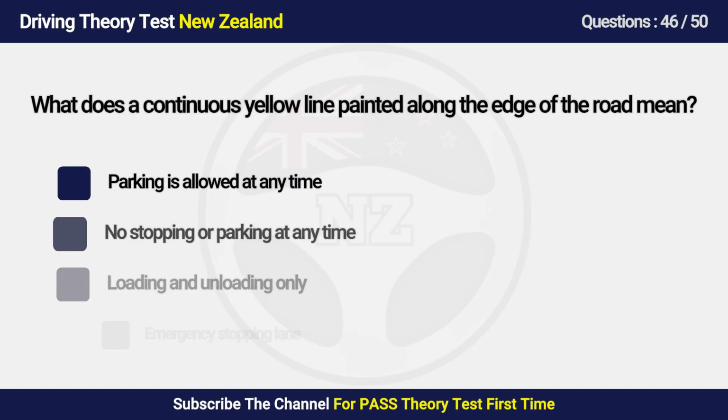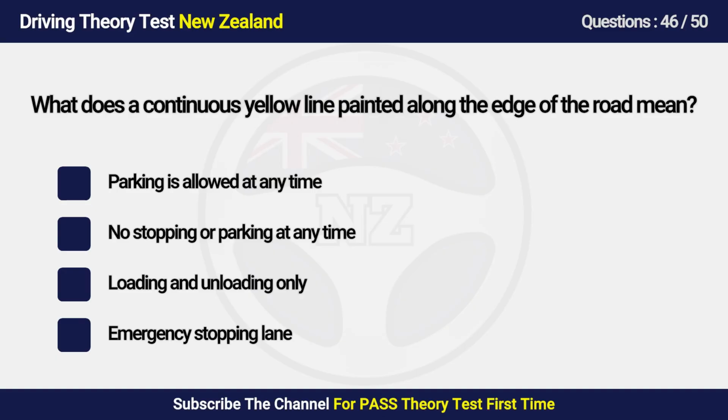Question 46. What does a continuous yellow line painted along the edge of the road mean? A. Parking is allowed at any time. B. No stopping or parking at any time. C. Loading and unloading only. D. Emergency stopping lane.